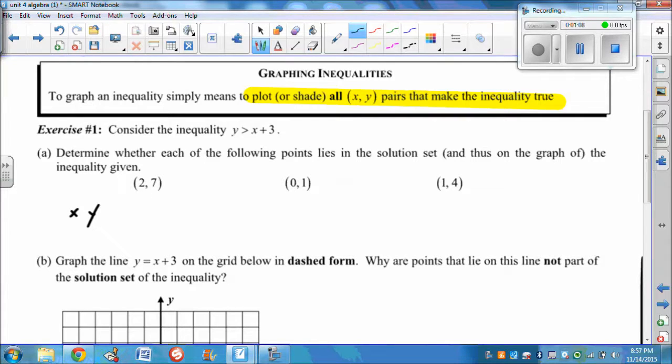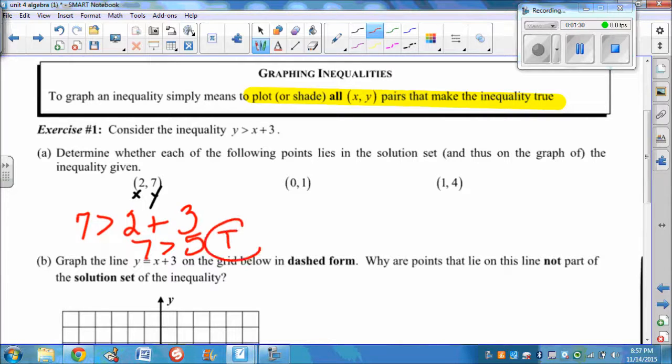So there's our x and our y. Okay. So let's do that substitution. So we say 7 is greater than 2 plus 3, is 7 greater than 5? And that is absolutely true. So (2, 7) is one of the solutions to that inequality.